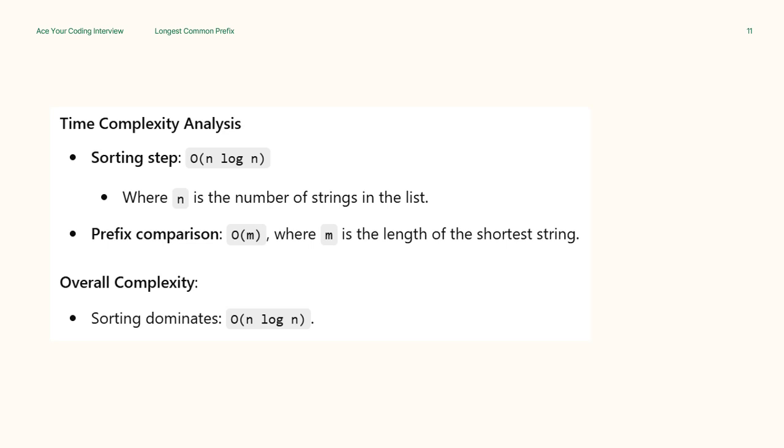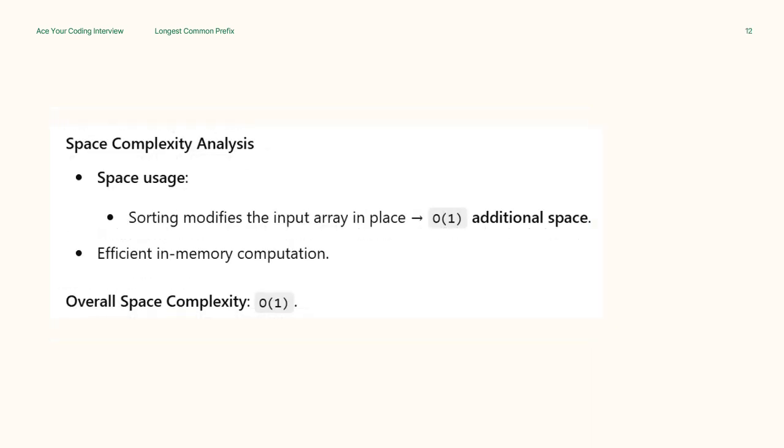The space complexity analysis begins by examining the space usage of the algorithm. Since the sorting operation modifies the input array in place, it does not require any additional memory allocation beyond what is already used by the input. This results in a constant space requirement for sorting.